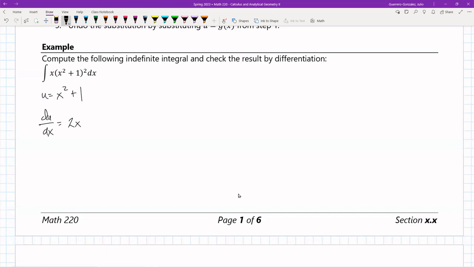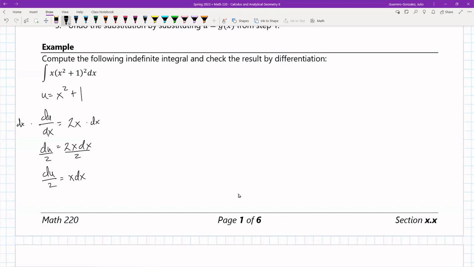Sorry, yeah, that's it. It's going to be 2x, right? I'm going to rearrange this so I can get x dx by itself. And there's going to be a reason for it. So I want to get x dx on its own here. So I'm going to multiply both sides by dx. So I'm going to get du is equal to 2x dx. And I'm going to divide by 2 here. So I get du over 2 is equal to x dx.